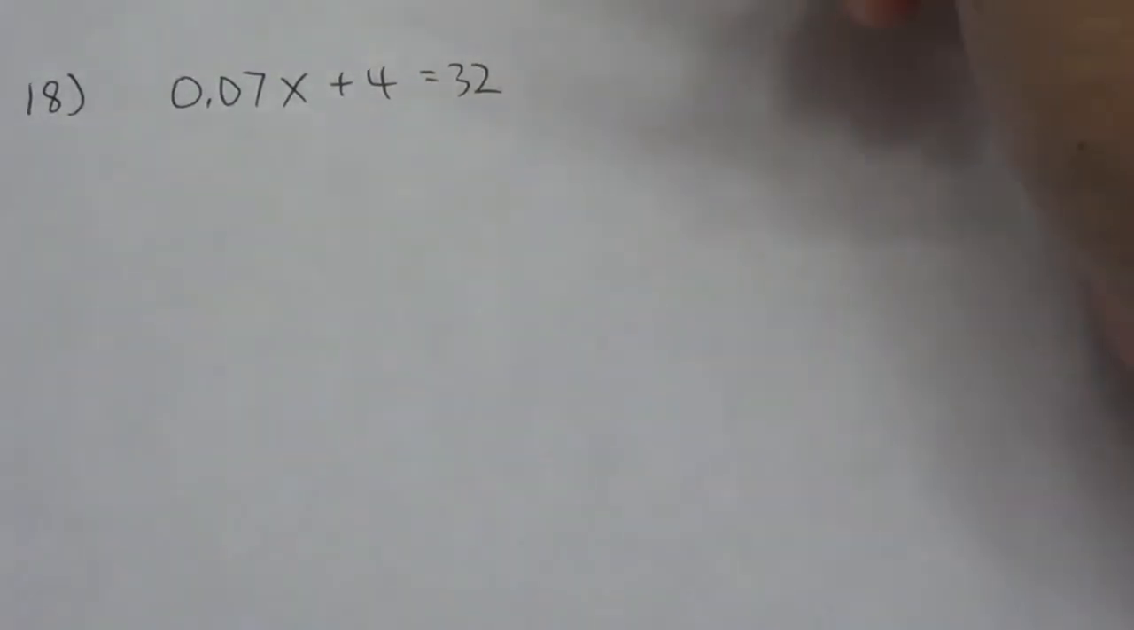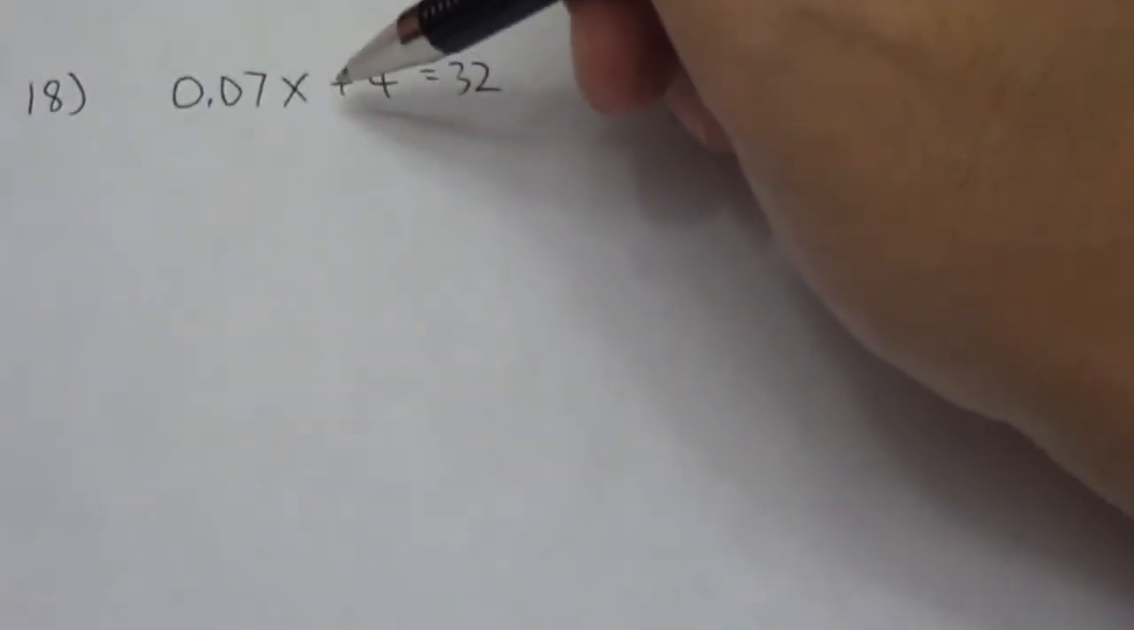It's like putting on clothes. If you put on a shirt, then a jacket, if you were to undo that process, you would need to take the jacket off first before you can take the shirt off. So to undo increase by 4, I would decrease by 4, which is subtract 4.